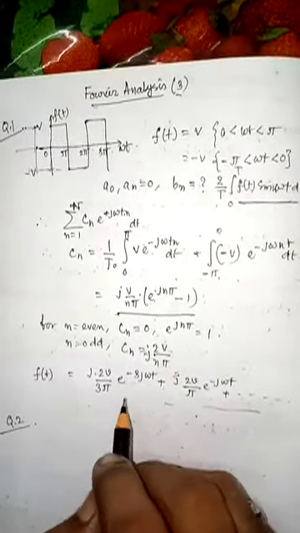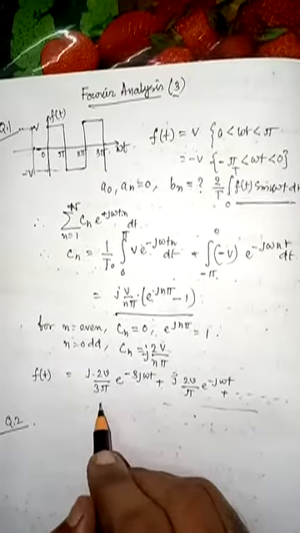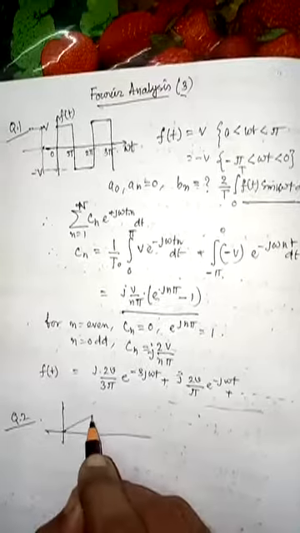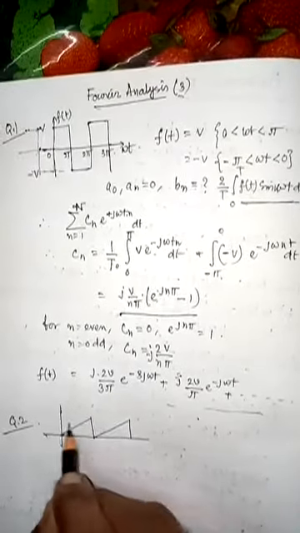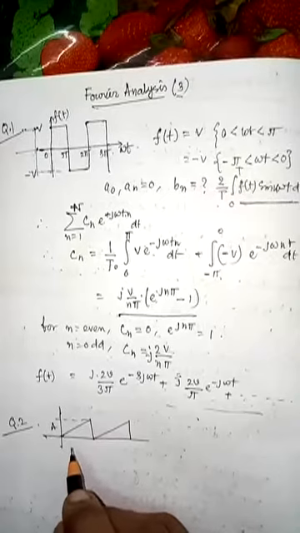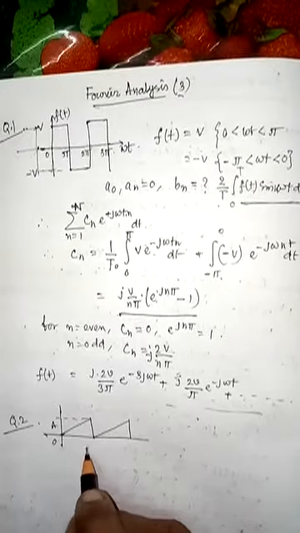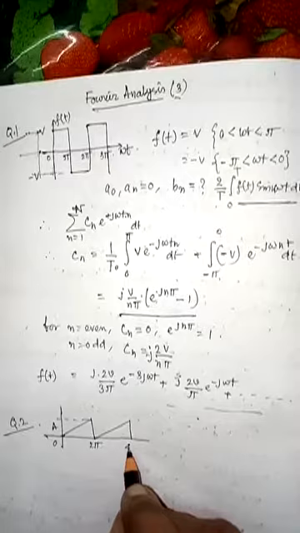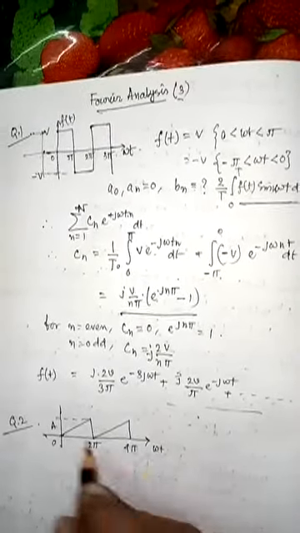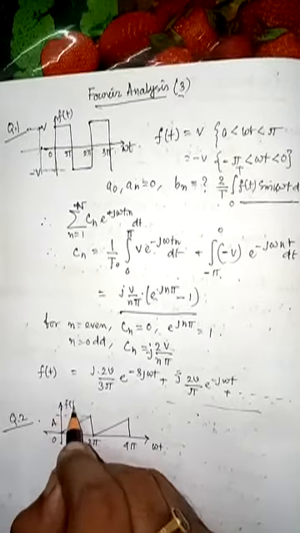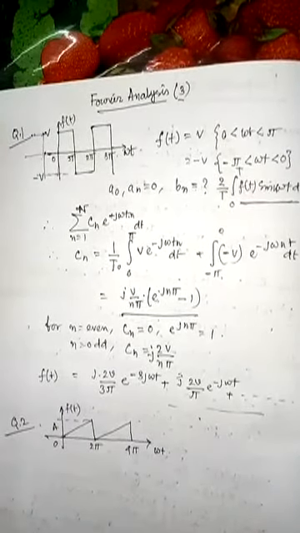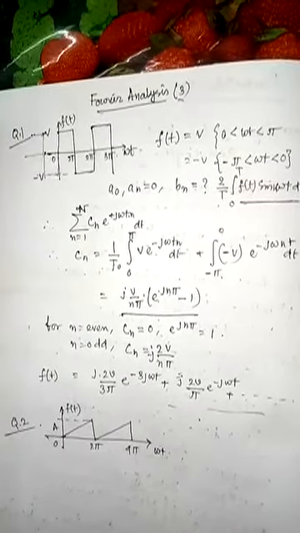Here we will have another problem, which is given as a sawtooth function like this. So it is 0, it is 2 pi, it is 4 pi, and this is a function of omega t scale, this is the f(t) scale. So you have to find the Fourier series of the given waveform.